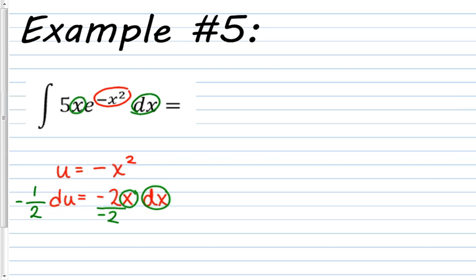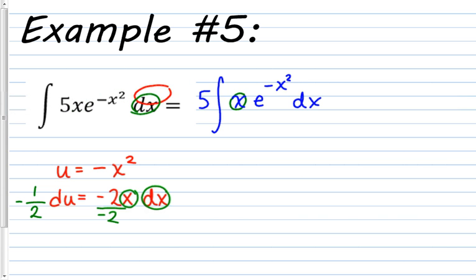Now, if you look at the integral, it's that 5. I don't have any way to account for that 5. So the easiest way to think of it is that it is being multiplied, so that could just go outside, right? And so then this is now basically everything I had over here. Here's my x, here's my u, and then my dx.